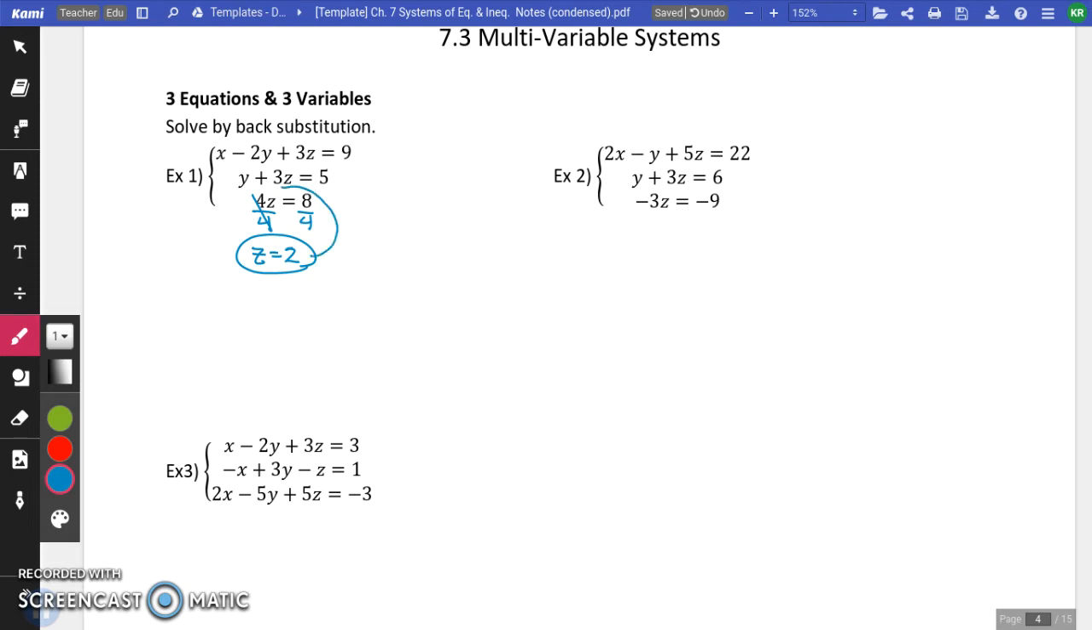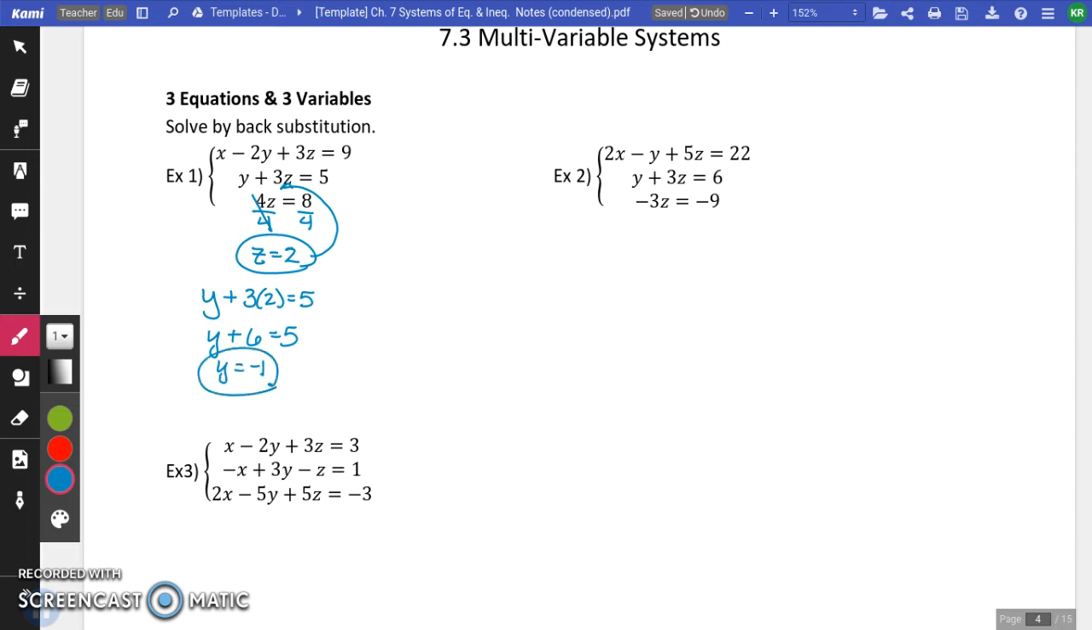Okay, now if you look at the second equation, you'll notice there's 2 variables. Well, if I take my 2 that I found for my z, then I can plug that in. I have y plus 3 times 2 equals 5, and now I can solve for y. So y is going to be -1.